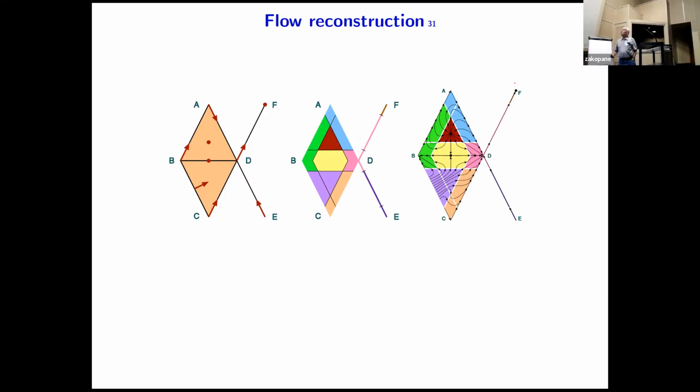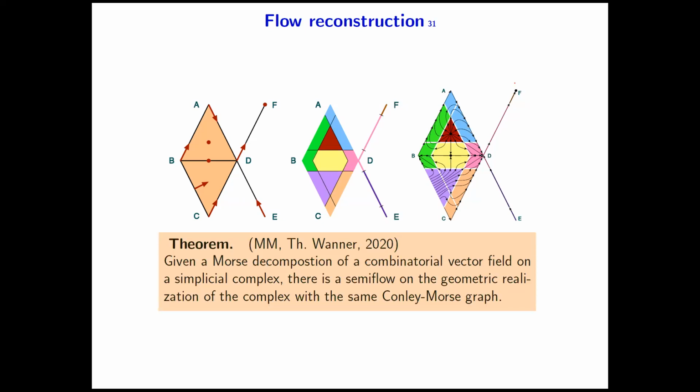So we immediately knew how to draw a classical flow which would have the same Morse decomposition as the combinatorial one, the same Conway-Morse graph, the same Conway indices. But to prove that it's always possible turned out to be technically very, very complicated. Actually, this auxiliary cellular division, which is presented here in the middle, was necessary. And still, even with that, it was quite technically complicated to come up with this theorem, which I managed to prove with Thomas Wanner 2 years ago, eventually.